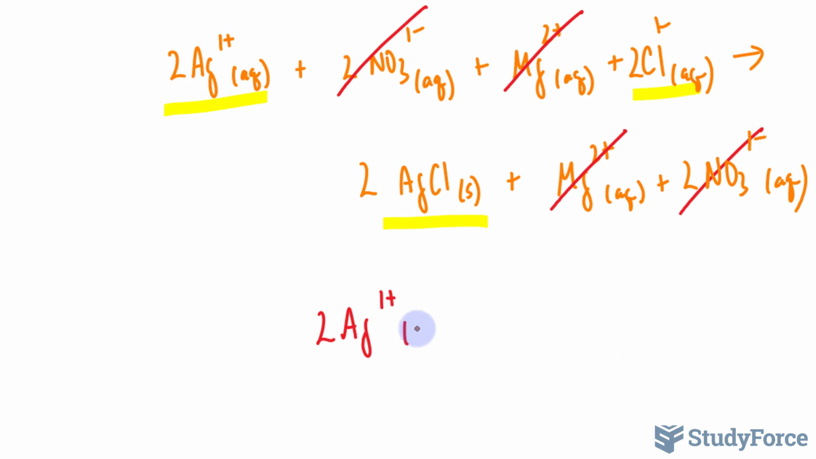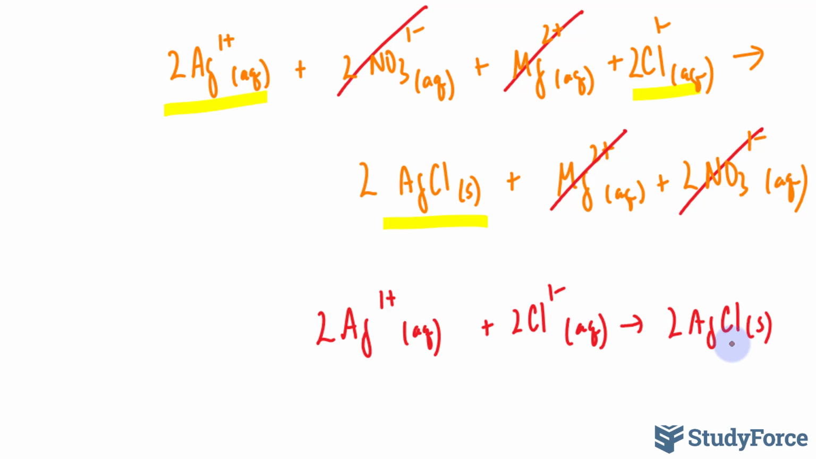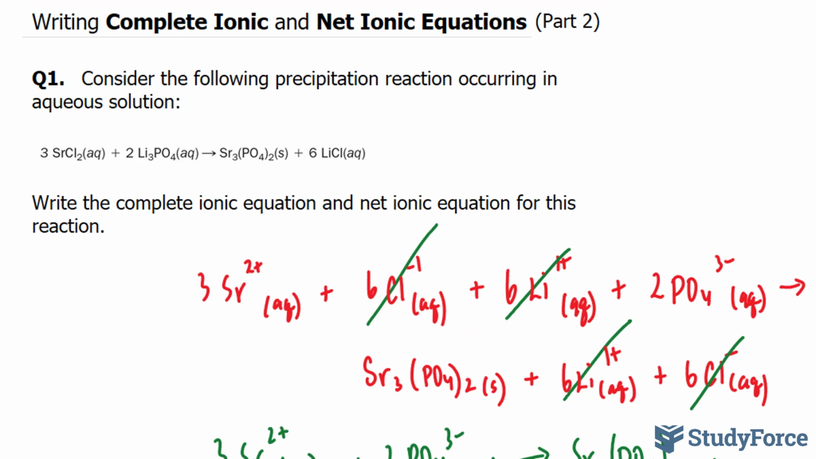2Ag 1+ plus 2Cl 1- produces 2AgCl. Now make sure that the left and the right side are balanced, because if they're not balanced, it means you've done something wrong. 2 Ags, 2 Cls. And there you have it. That is how to write complete ionic and net ionic equations.